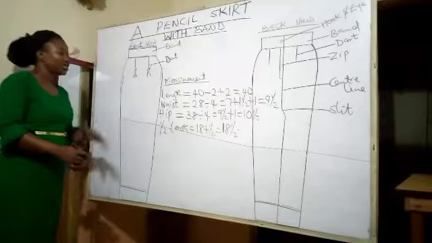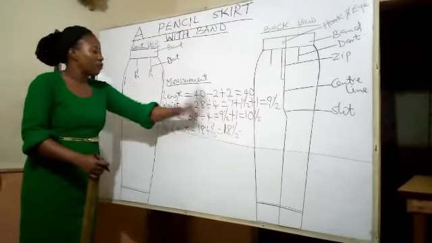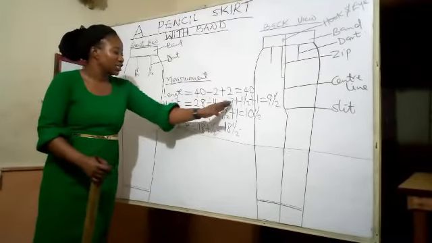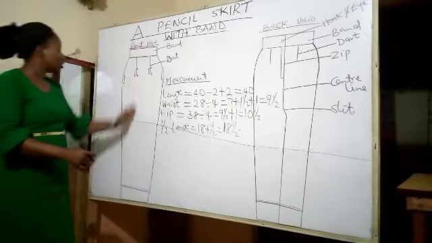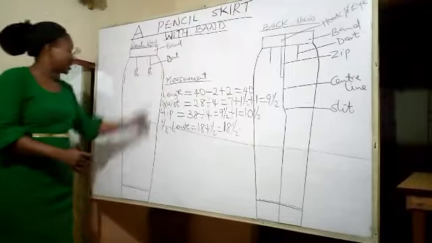Let me come back to that waist. 28 is the original waist of the owner. Divide by 4 is the number of folds: 2 folds at the front and 2 folds at the back, making 4 folds. So when you divide 28 by 4, it will give us 7 plus 1 1/2. The 1 1/2 is meant for the dart. Then plus 1 to join the side of the skirt.